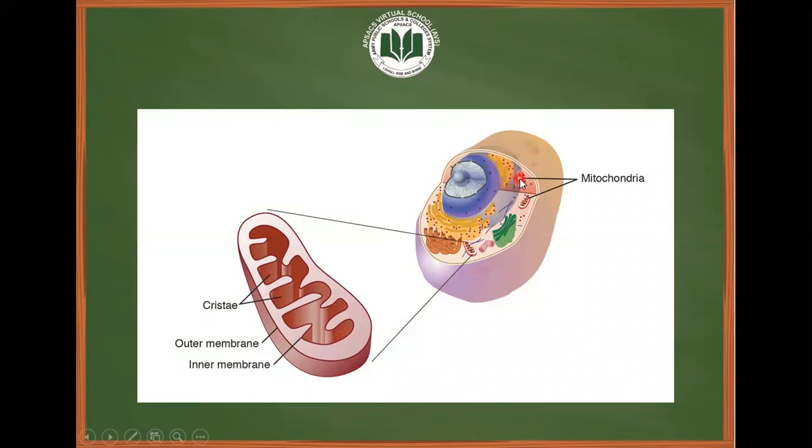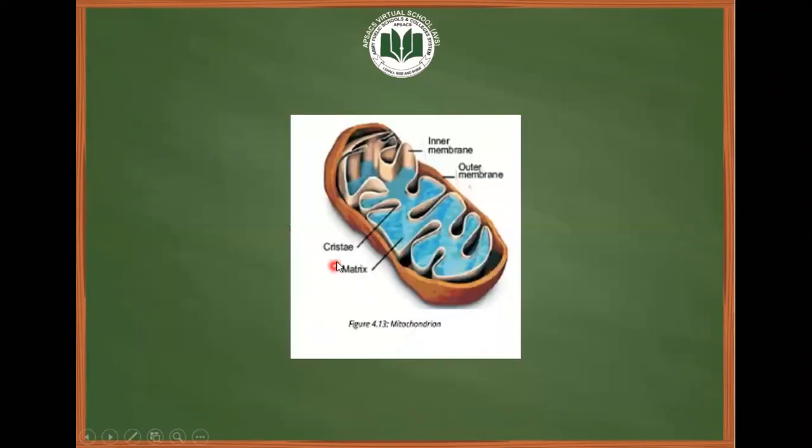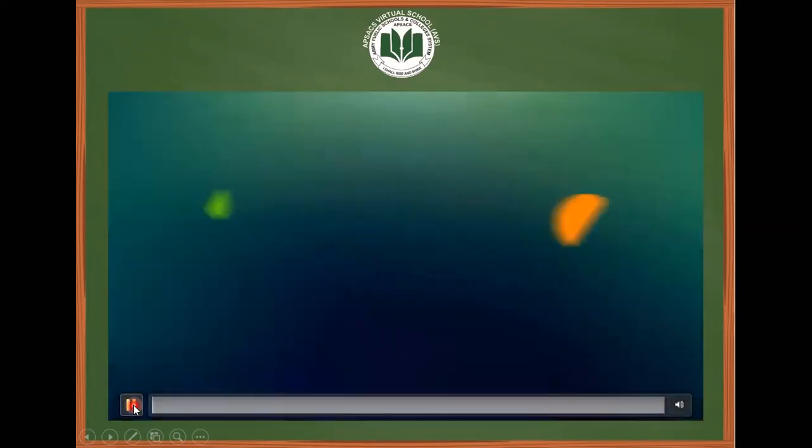Now you can see here, if we put our focus inside the cell, in the cytoplasm, these special kind of organelles known as mitochondria. The inner membrane has infoldings, and these infoldings are known as cristae. This is the outer membrane and this is the inner membrane of mitochondria. According to our book, the material which is present inside the mitochondria is known as the mitochondrial matrix. This is the cristae, this is the outer membrane, and this is the inner membrane. Now have a look at this video.